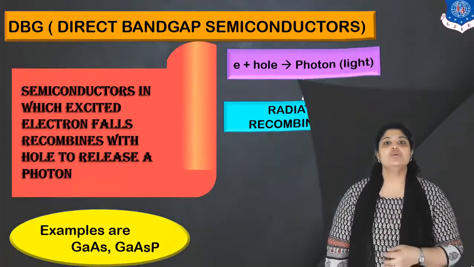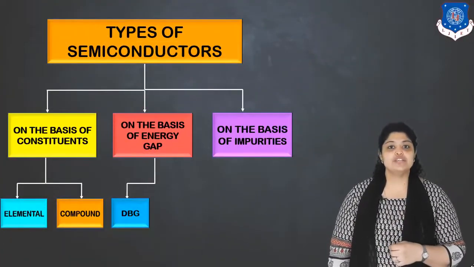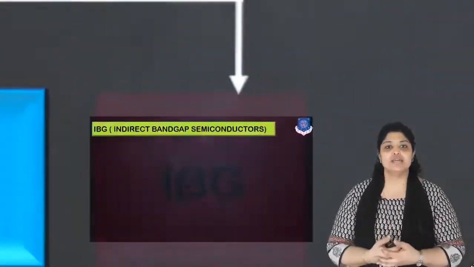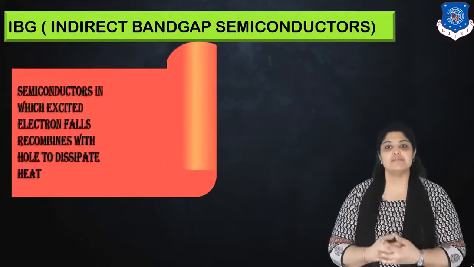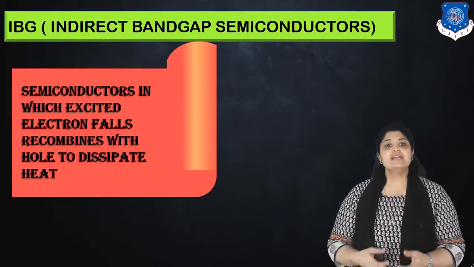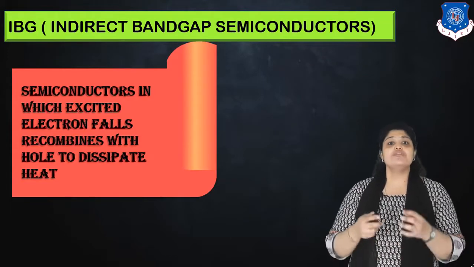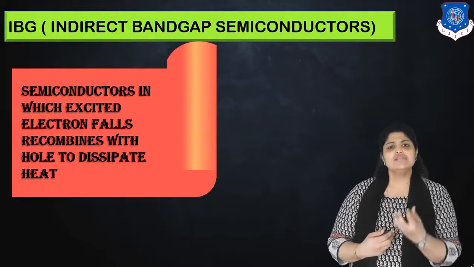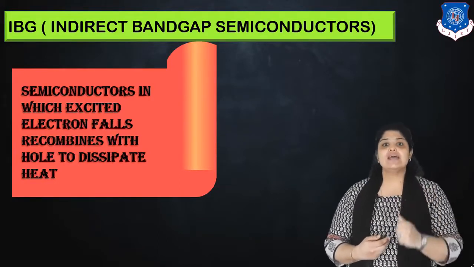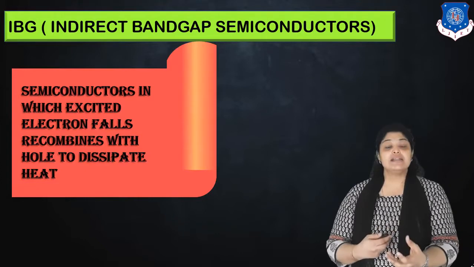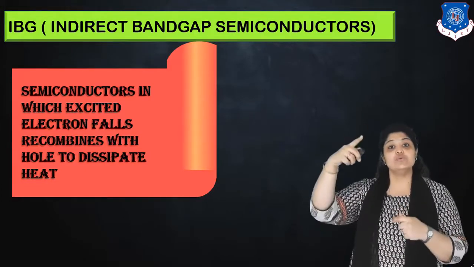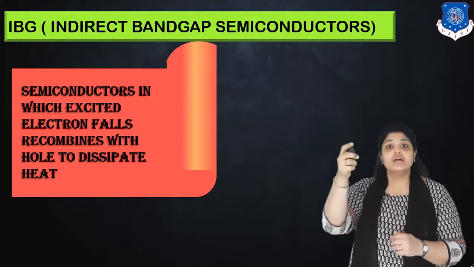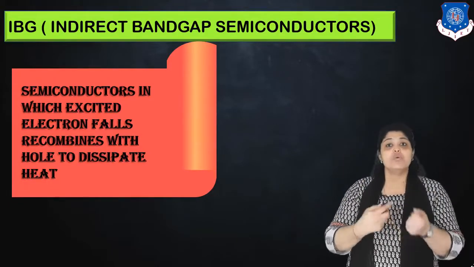Now let us move on to the next category on the basis of energy gap, and that is known as IBG. Let's see what IBG is. They are known as indirect band gap semiconductors. These are semiconductors in which an excited electron falls and recombines with the hole to dissipate heat. I would just like to remind you that in the E-K diagram we studied, these are the materials which have different K values for the minimum of the conduction band and the maximum of the valence band. So in order to conserve momentum, what do they do?